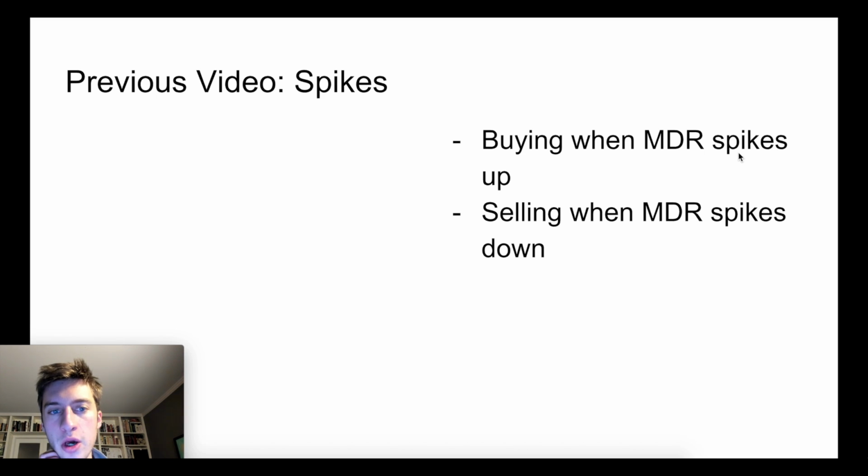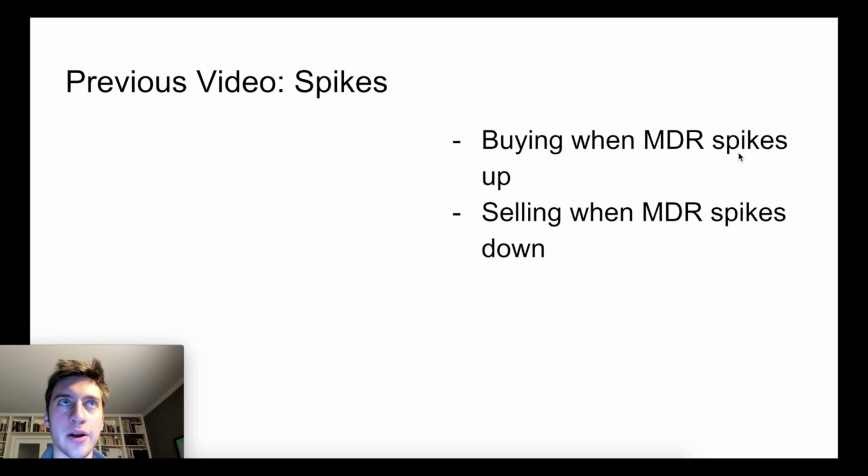Now, for those who don't know, MDR means the market depth ratio. And the market depth ratio is the difference between the bids and the offers as a percentage. So when that percentage gets very high, then we know that price is more likely to move up. And when that percentage gets very low, we know that price is more likely to move down.